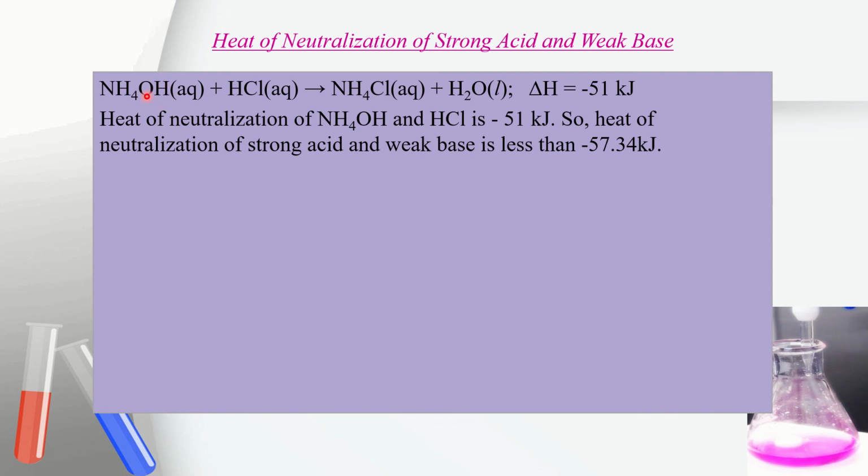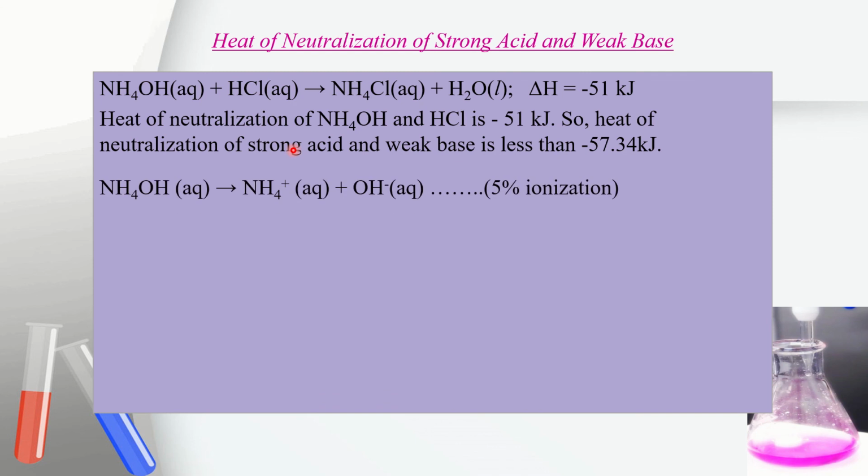This is an example. Ammonium hydroxide, a weak base, and hydrochloric acid, a strong acid, produce ammonium chloride and water. But here the heat of neutralization is minus 51 kilojoule. That means more than 6 kilojoule less heat energy is produced here.